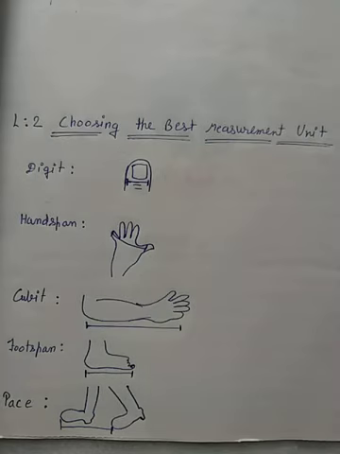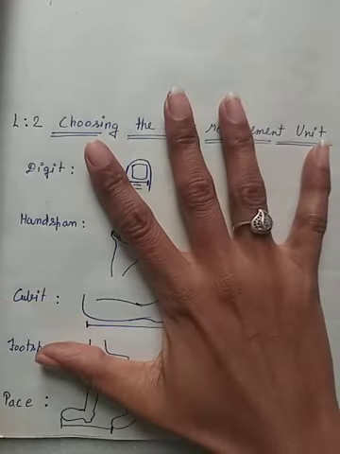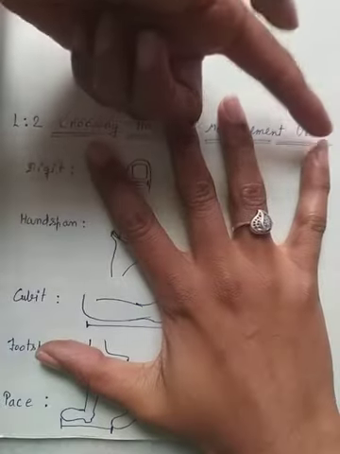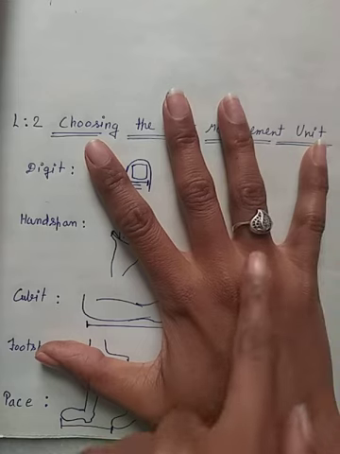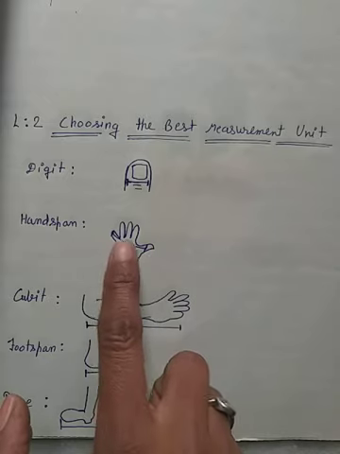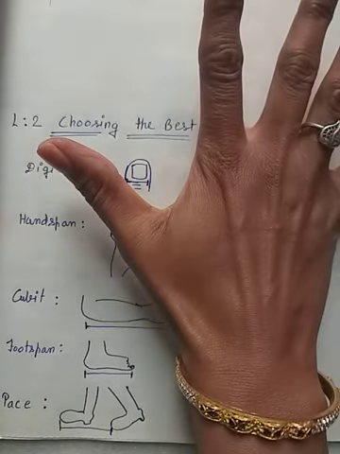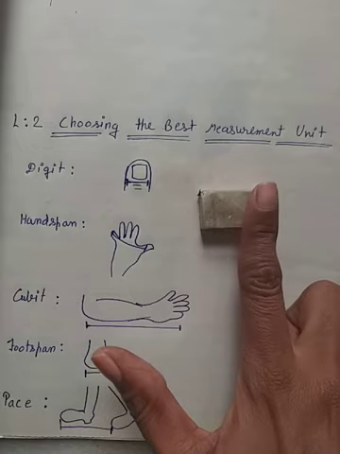Okay, now next is hand span. What is the hand span? If I measure anything like this, from the starting point of our thumb till the end of our little finger, this length is called hand span. Can I measure the length of the eraser with hand span? No. We can measure the eraser with digit.